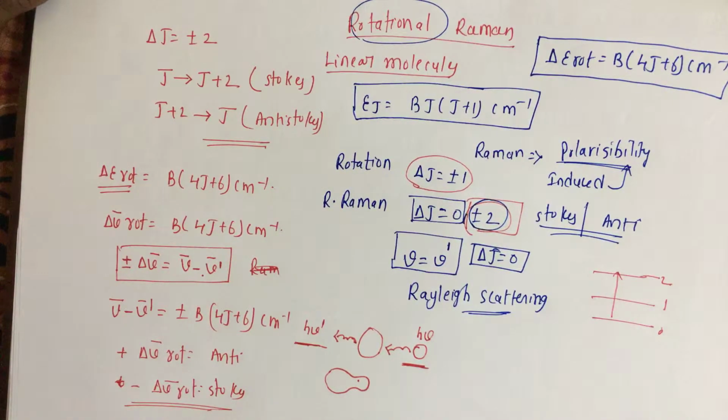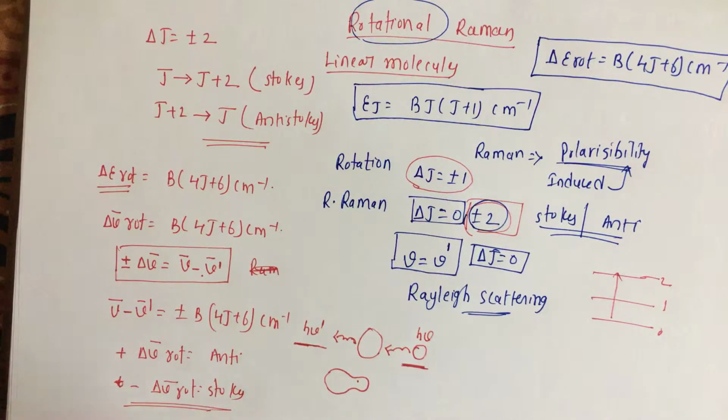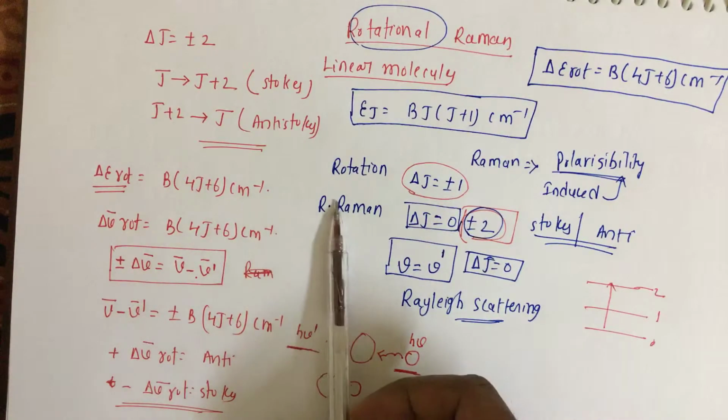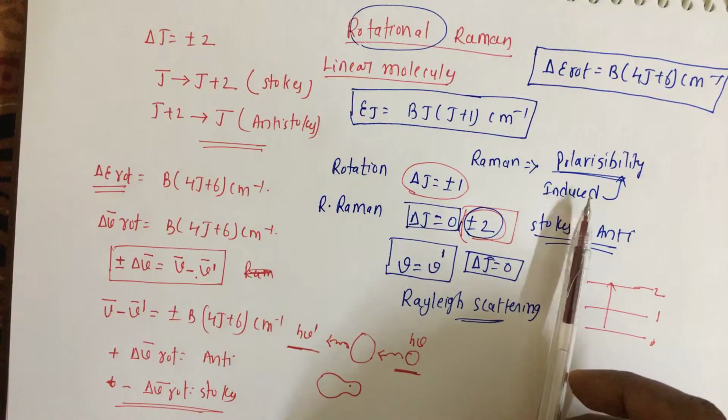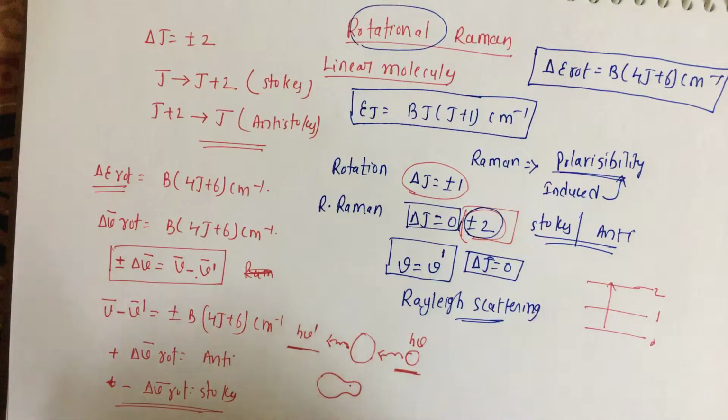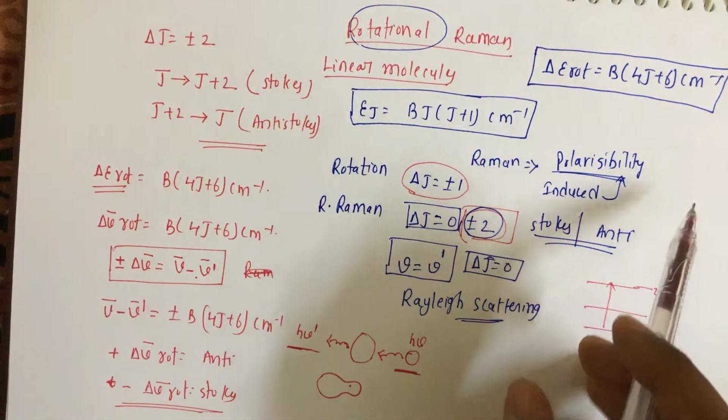Okay, so I hope everything is clear here. For linear molecules we are discussing first. In Raman spectroscopy, the molecule should get polarized. A molecule gets polarized when there is some induced dipole moment; in that case only does the molecule get polarized.